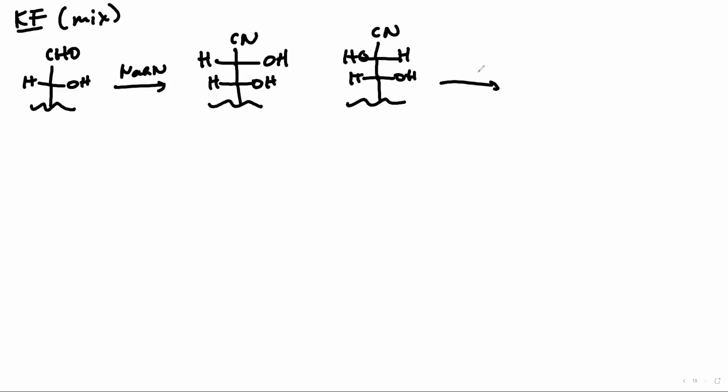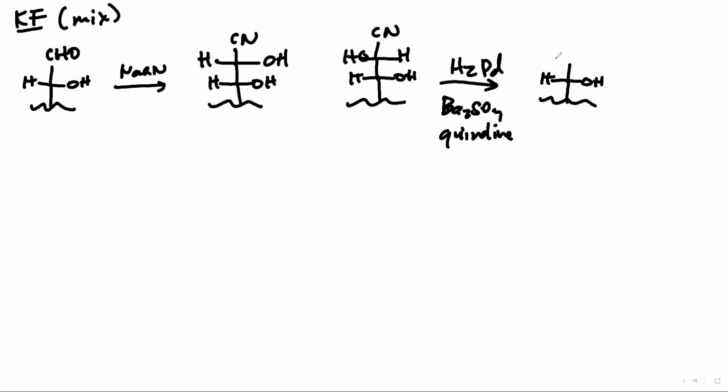From here we do a mild reduction, H2 usually, and BaSO4 quinoline. I don't think you need to know all of this. You just need to know H2, Pd with the barium sulfate and the quinoline. I don't think you need the quinoline part, but it'll be fine. The point here is that the CN is a triple bond. What we're specifically making with this triple bond is a double bond. So that's the imine. We form the imine there.